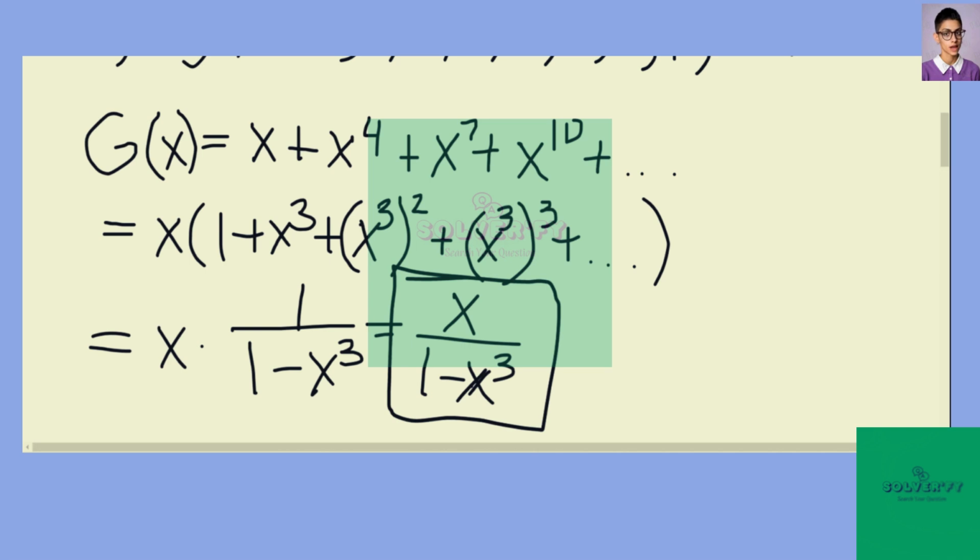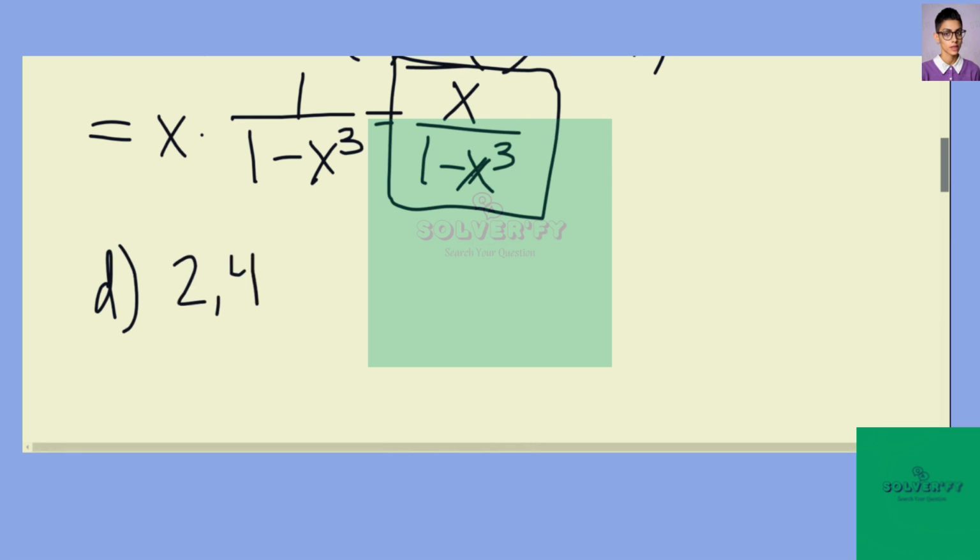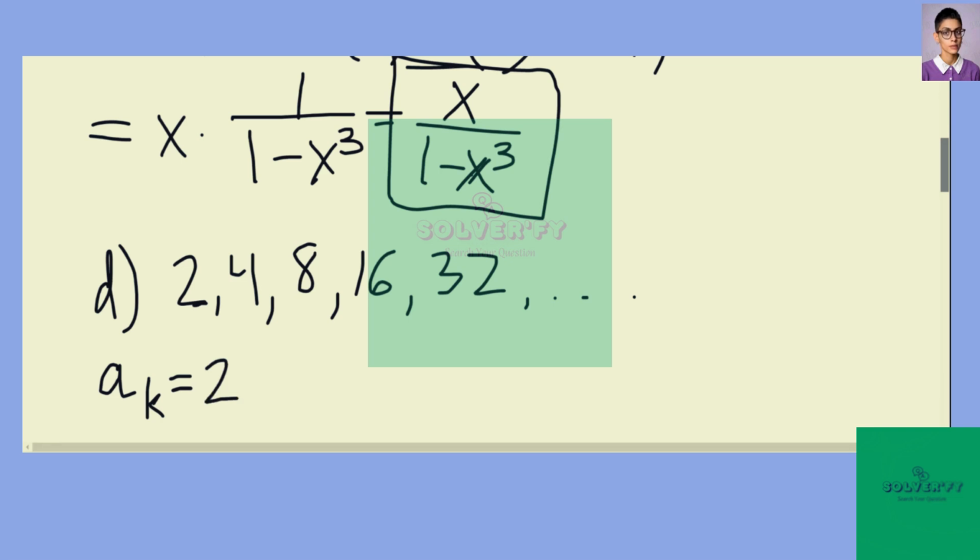In part D, we are given the sequence 2, 4, 8, 16, 32, and so on. And so we have that the rule here is a sub k is going to be 2 to the k plus 1, where k is equal to 0, 1, and so on.